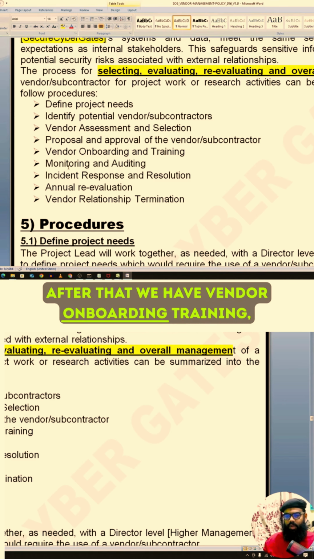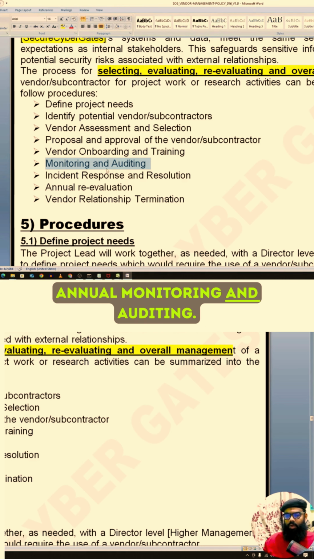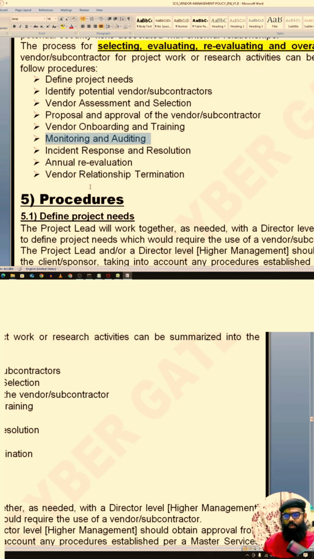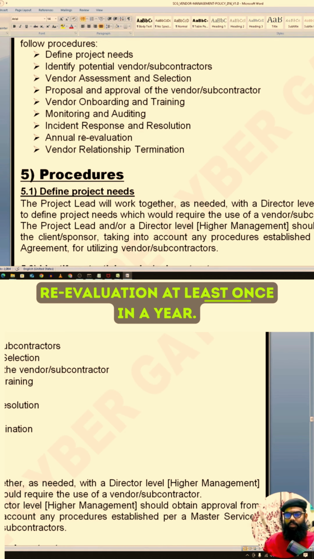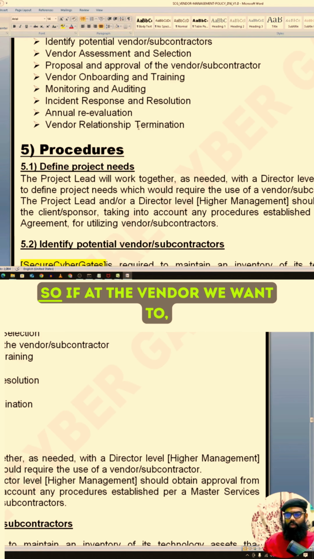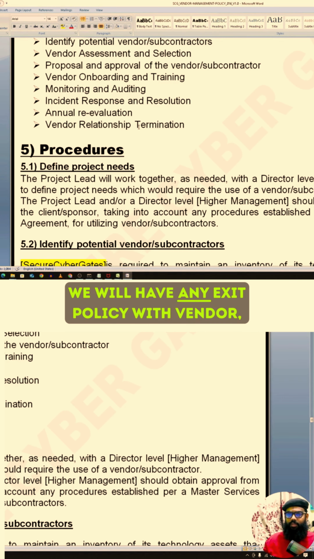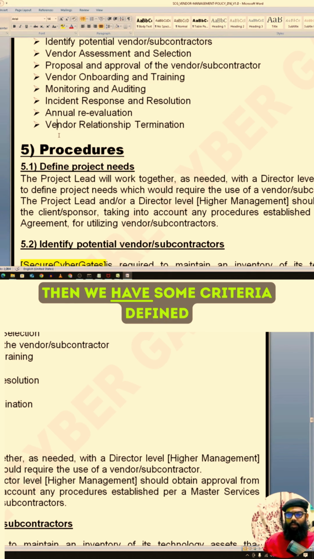After that we have vendor onboarding training, annual monitoring and auditing. Then incident response and resolution, re-evaluation at least once in a year, and then termination. If we have any exit policy with the vendor, then we have some criteria defined here.